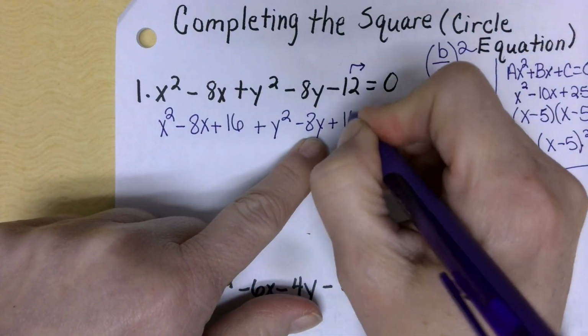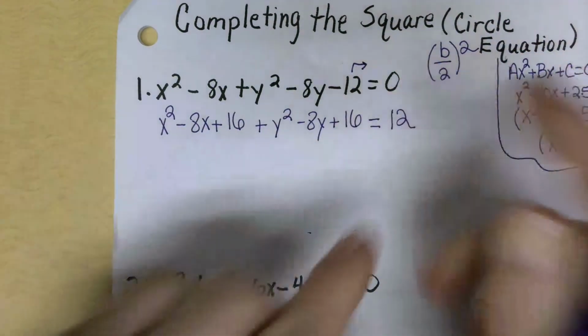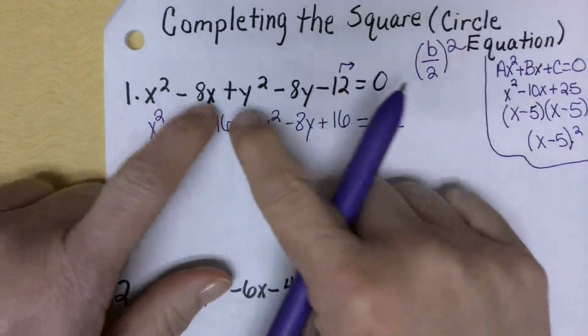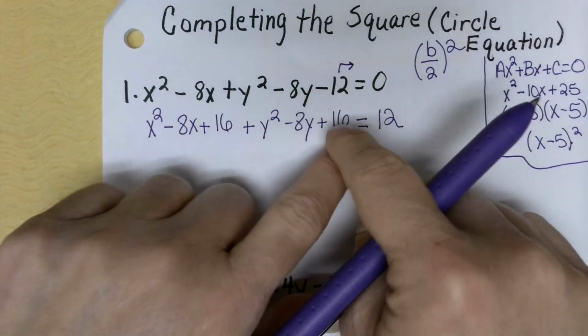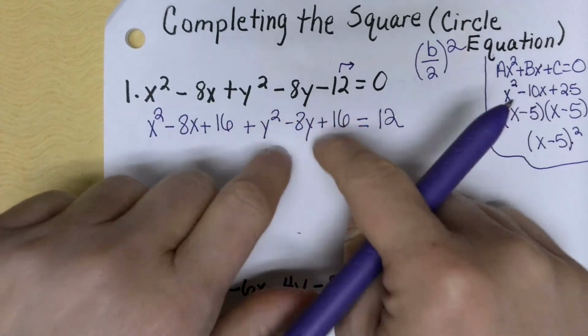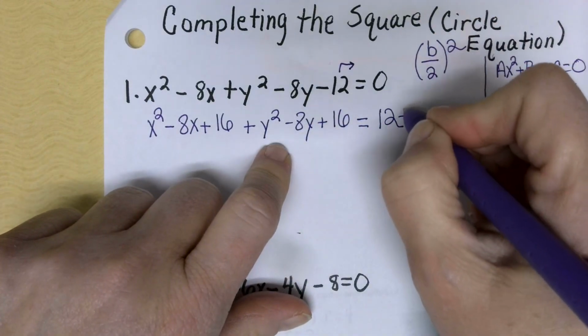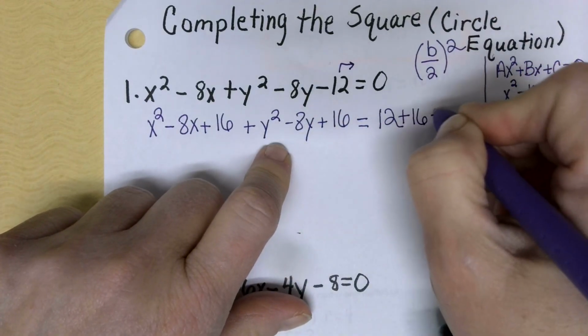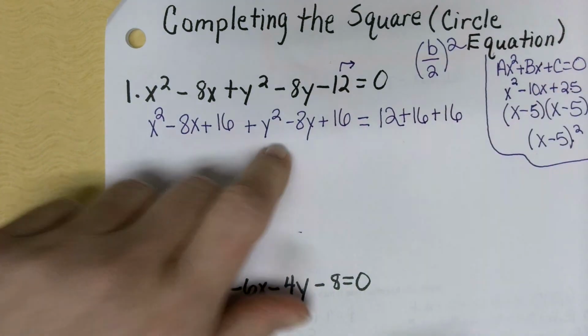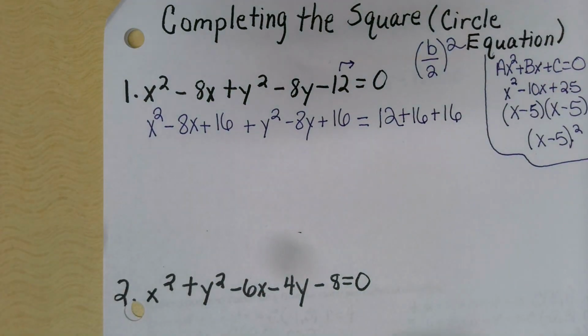Now, I have an equation that has an equals, and I just added a 16 over here and a 16 over here. My equation is not balanced, so whatever you add to the left, you have to add to the right. Whatever you add to the left, you have to add to the right.